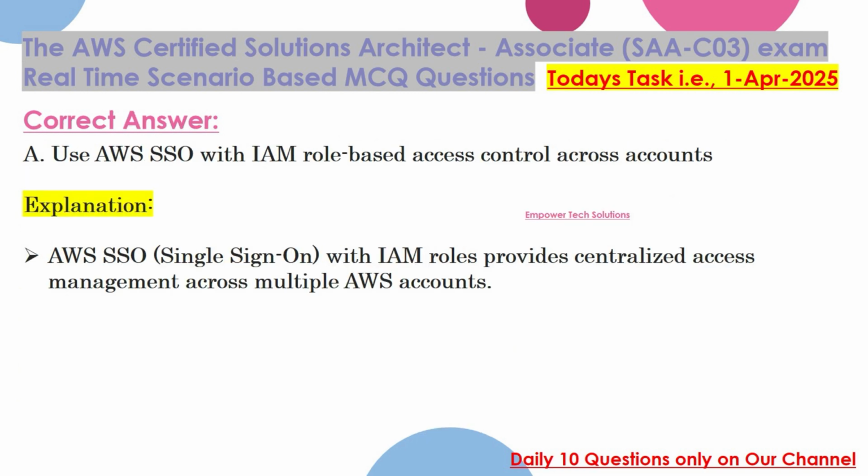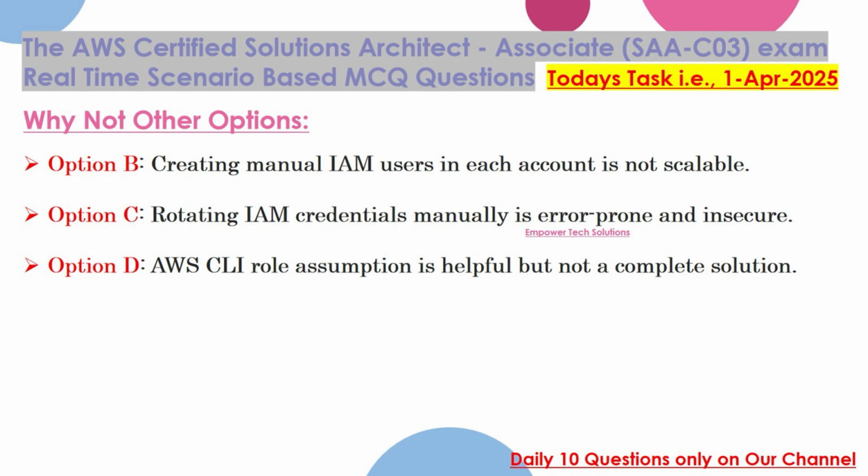Correct answer: A. Use AWS SSO with IAM role-based access control across accounts. Explanation. AWS SSO, single sign-on, with IAM roles provides centralized access management across multiple AWS accounts. Why not other options? Option B. Creating manual IAM users in each account is not scalable. Option C. Rotating IAM credentials manually is error-prone and insecure. Option D. AWS CLI role assumption is helpful but not a complete solution.